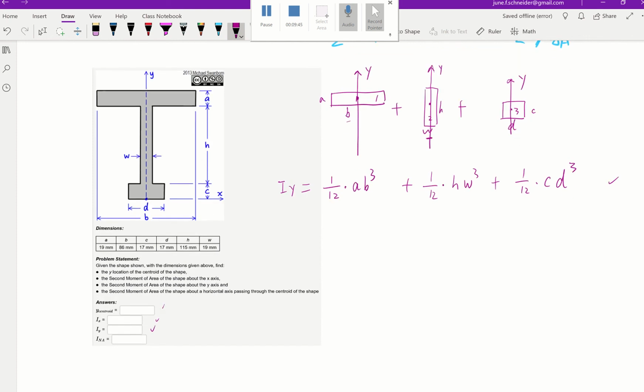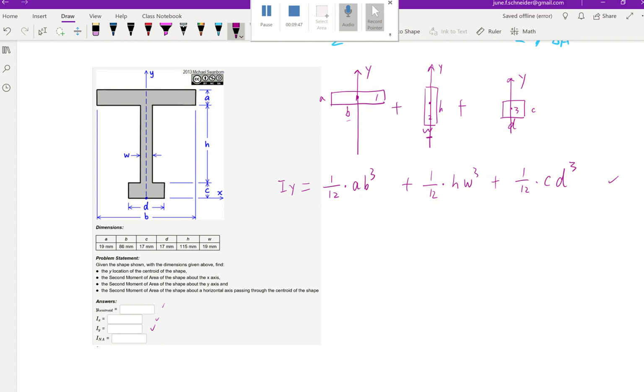Alright, and the challenging part for this problem is the very last one, because they ask you what is the moment of area regarding this neutral axis. This NA means neutral axis. And the neutral axis is basically the axis through the centroid. So remember at the first step, you can find out where this centroid is going to be. That's our first step right here. If you know that value, then you can go ahead using the parallel axis theorem for that situation.